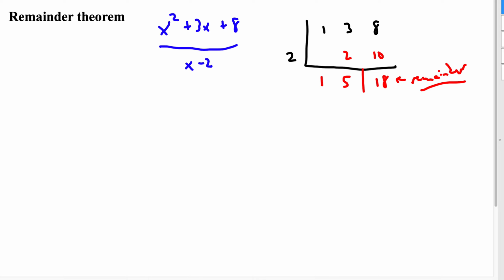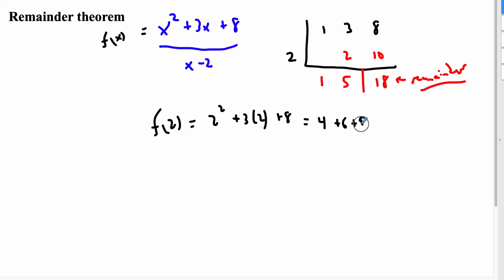Okay, so now, skipping ahead. If I say that this is some function f of x equals x squared plus 3x plus 8, watch this. What would happen when I plug 2 in? Well, it would be 2 squared plus 3 times 2 plus 8, aka 4 plus 6 plus 8. 4 plus 6 is 10 plus 8 is 18. Hey, that's the remainder.